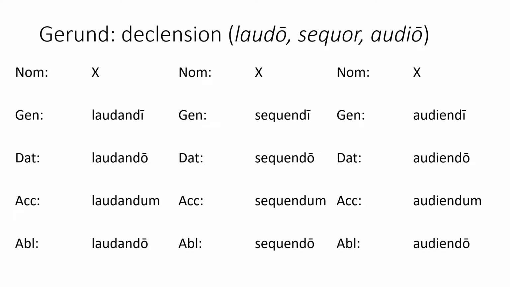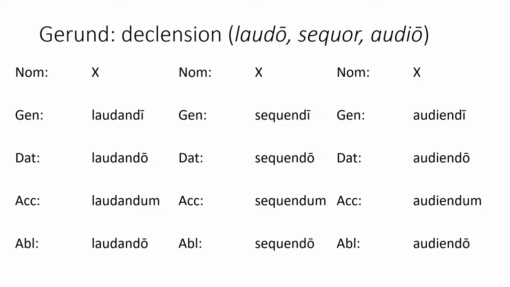There is no nominative, of course. The genitive is laudandi, and would be translated as "of praising." The dative is laudando, and would be translated as "to or for praising." The accusative is laudandum, and would be translated as "praising." The ablative is laudando, and will be translated as "by praising."